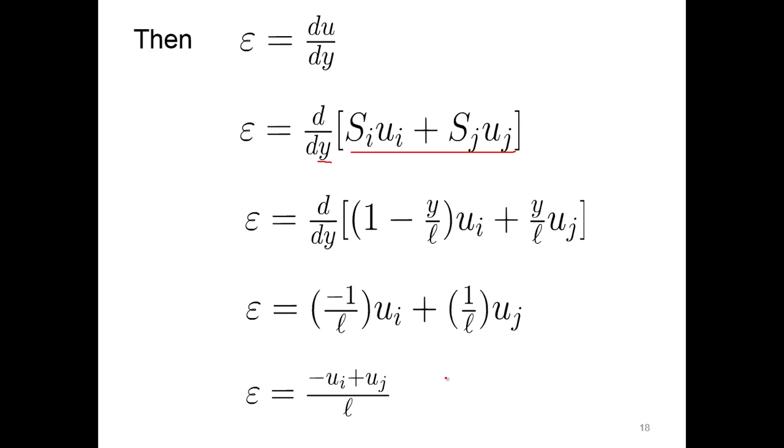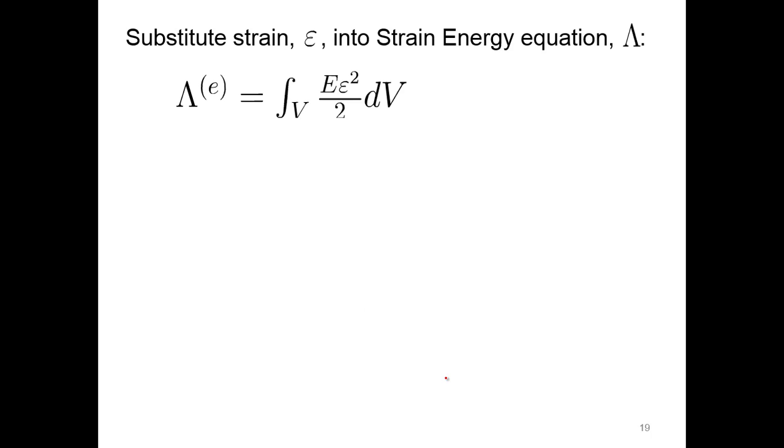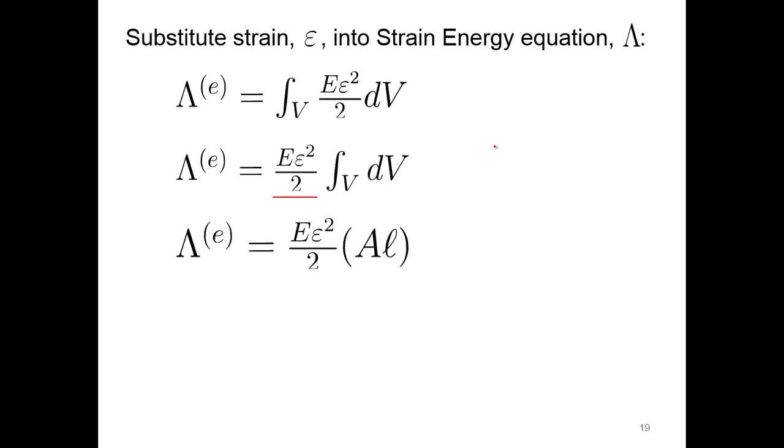This may look familiar. Keep following along. You may have already guessed what's going on here. We're going to substitute back into our strain energy equation because we now have our strain in terms of something we can use. That's going to remain constant. It's not a function of volume. So the volume is going to be the cross-sectional area times the length of our element, so we substitute that in for the volume.